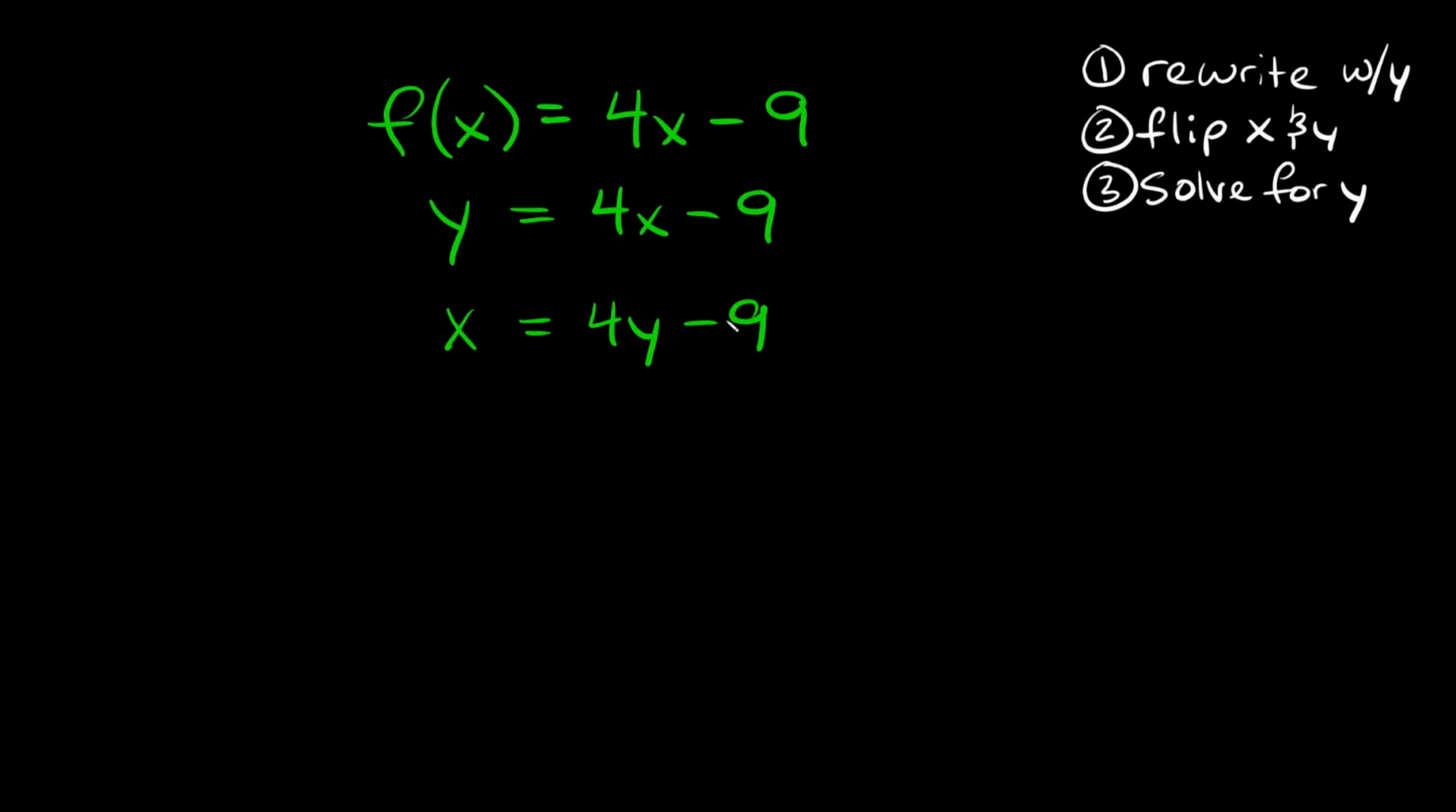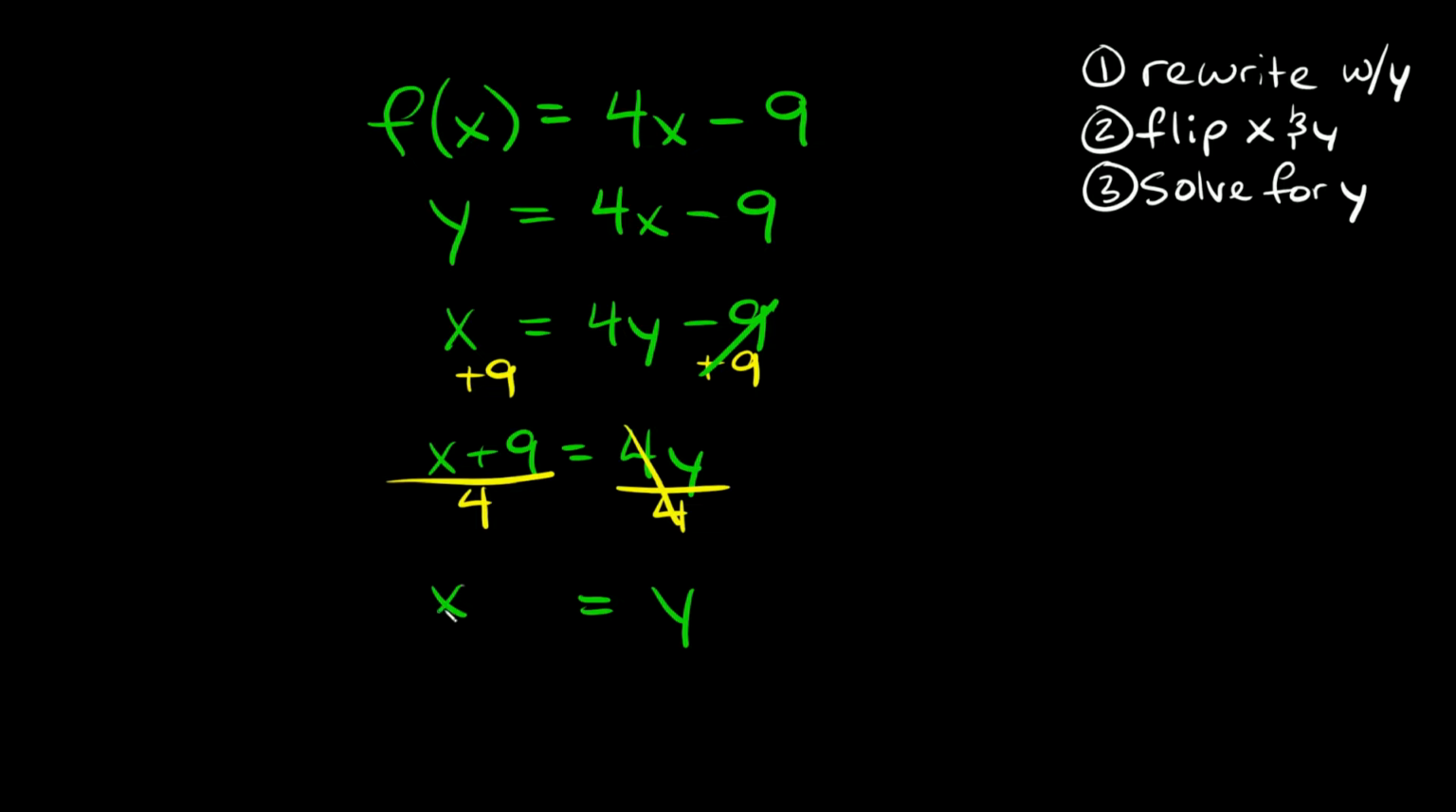Okay, so the first thing we're going to do here is get rid of this minus 9 by adding 9 to both sides. So then we're going to get x plus 9 is equal to, those cancel out, right? So we're just left with 4y on this side. And then to get rid of this 4, we're going to divide both sides by 4. Okay, so then these cancel out. So then we're just left with y is equal to (x plus 9) over 4.